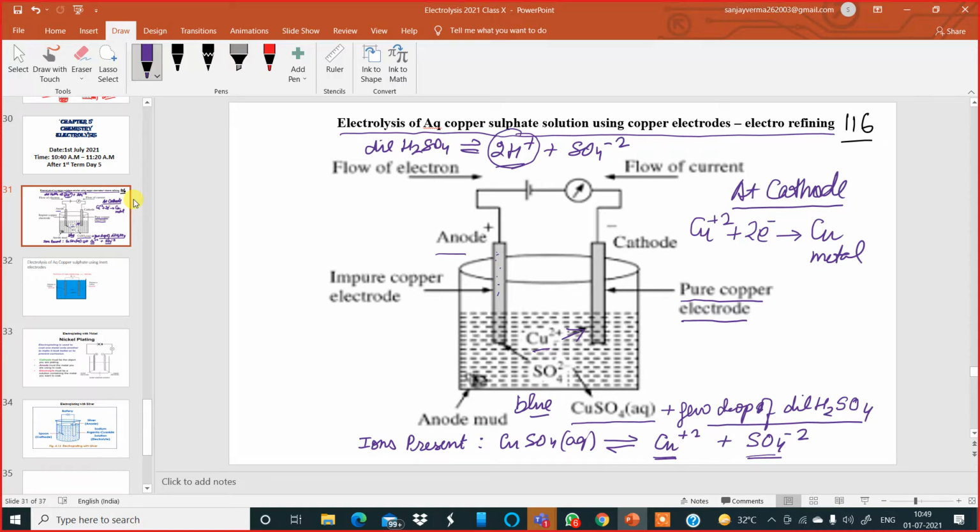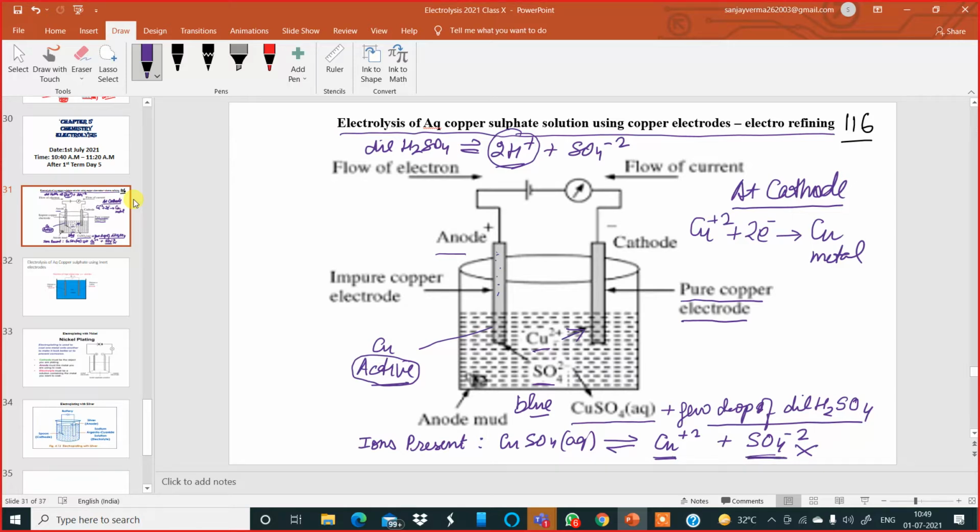Whereas at the anode side, all the sulfate ions will go to the anode, but the sulfate ions will not discharge. The reason is the anode is made of copper, which is an active electrode. The anode is made of what? It is made of impure copper, an active electrode. That is why it will not allow the sulfate ion to discharge.